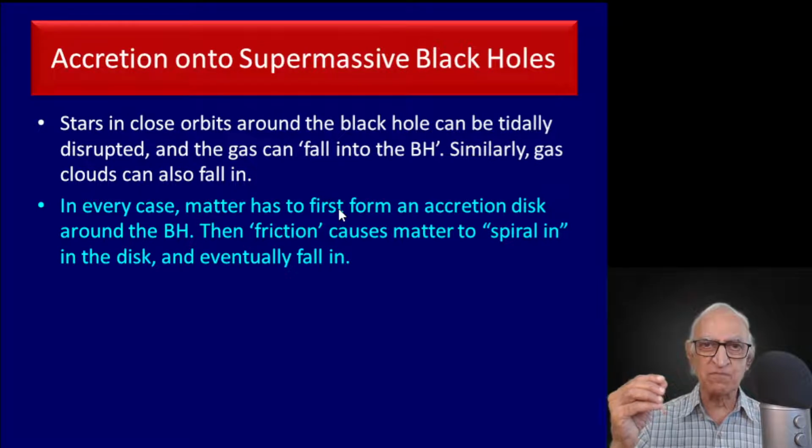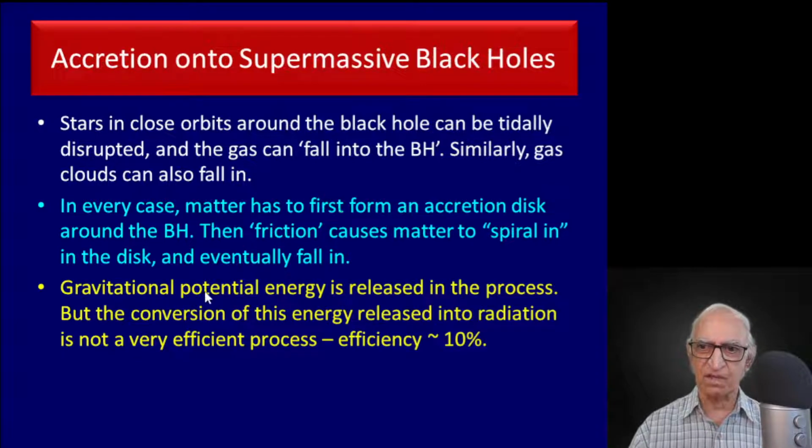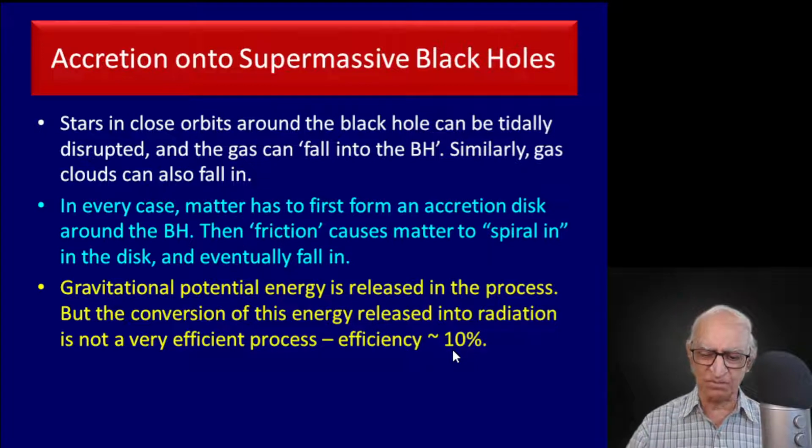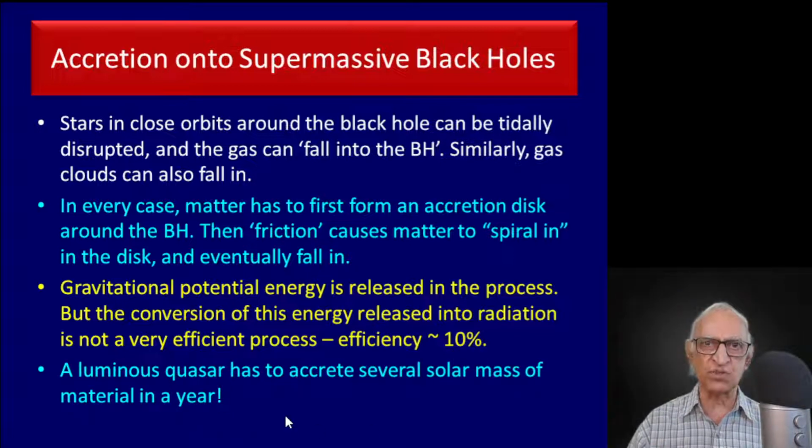Now, due to friction between the orbiting particles of the orbiting gas, the gas spirals in and eventually falls into the black hole. And in that process, gravitational potential energy is released. Gravitational potential energy released in radiation is not a very efficient process in the case of a black hole compared to a neutron star. The efficiency is only of the order of 10%. Most of the mass is just gobbled up by the black hole. The amount of energy actually released in the process of infall is somewhat less than in the case of a neutron star.